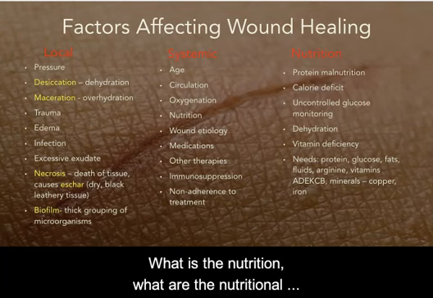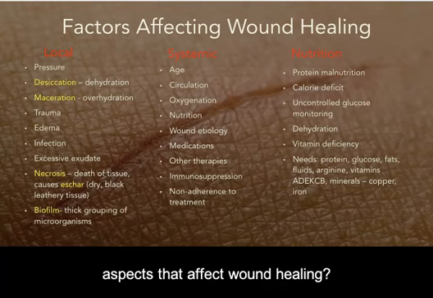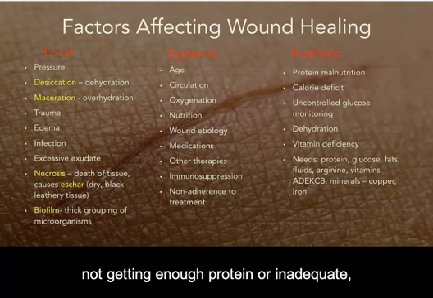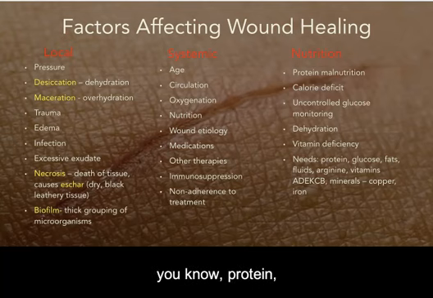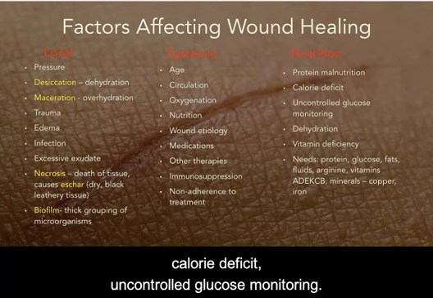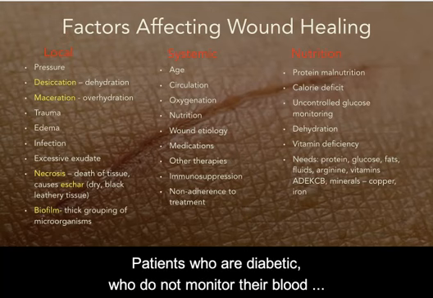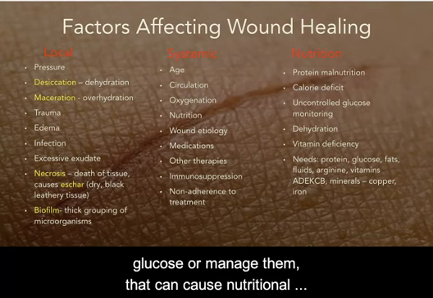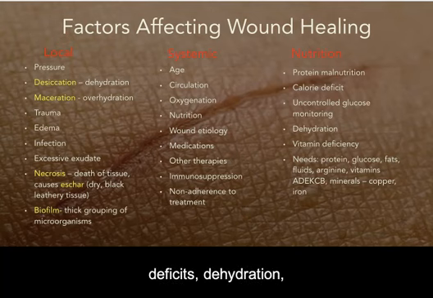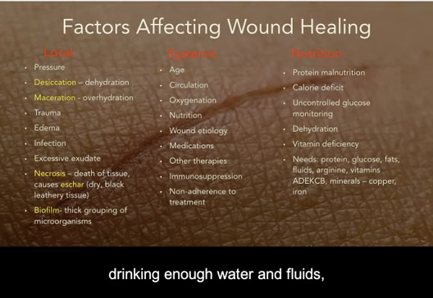What are the nutritional aspects that affect wound healing? We have protein malnutrition, not getting enough protein. Calorie deficit. Uncontrolled glucose monitoring. Patients who are diabetic who do not monitor their blood glucose or manage it, that can cause nutritional deficits. Dehydration, not drinking enough water and fluids.